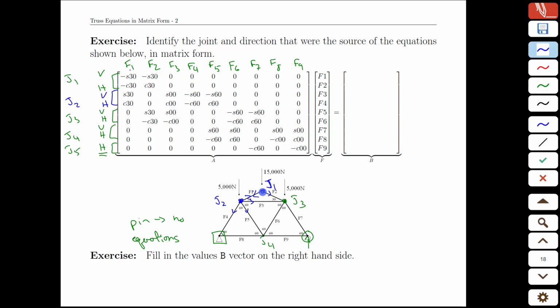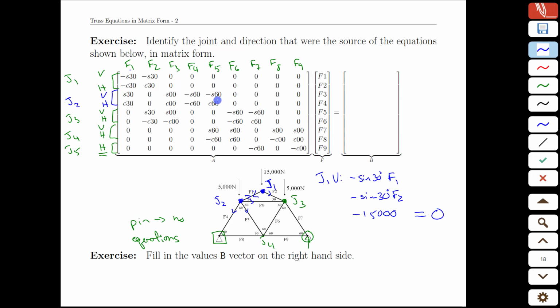Well, if we take a look at joint 1 as an example, there's a 15,000 Newton force that isn't captured by the A times F here. So how do we bring that 15,000 newtons in? Well, just remembering that joint 1 vertical would have negative sine 30 times F1 minus sine 30 F2, and then it would be minus 15,000 equals 0.